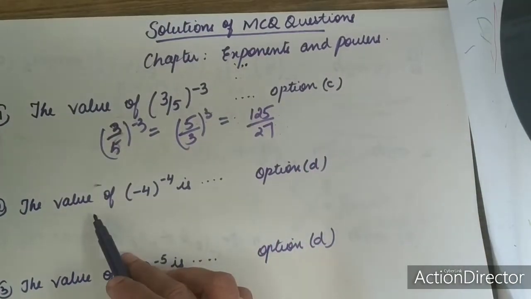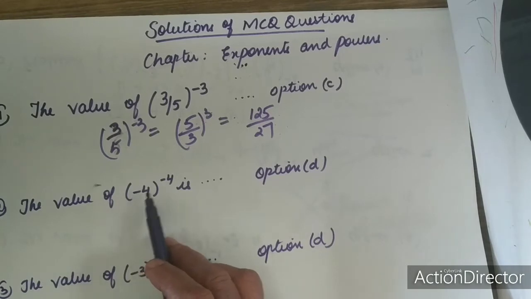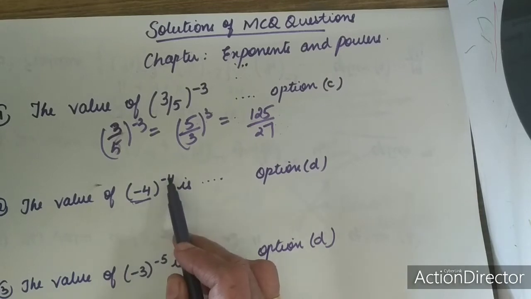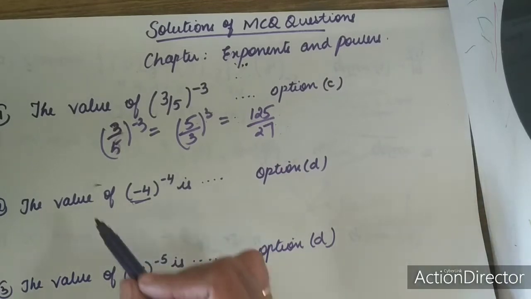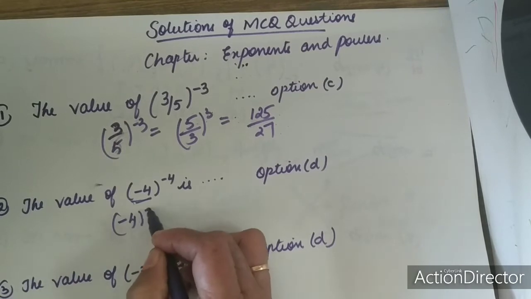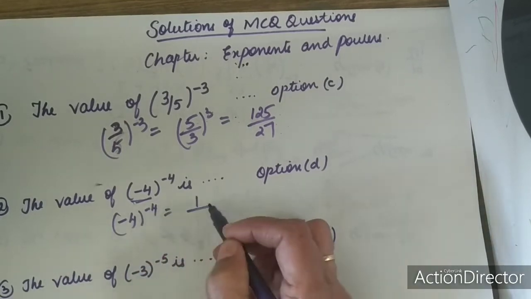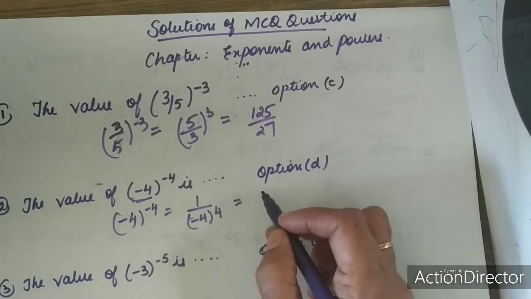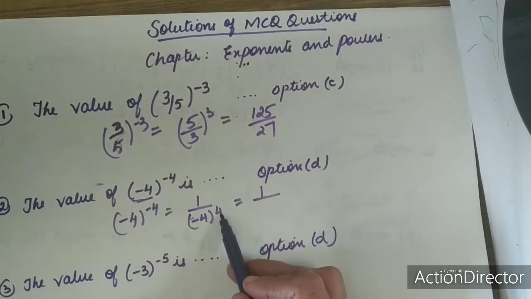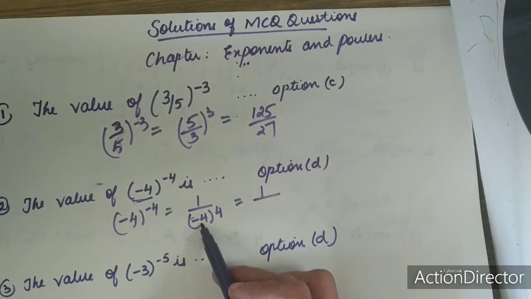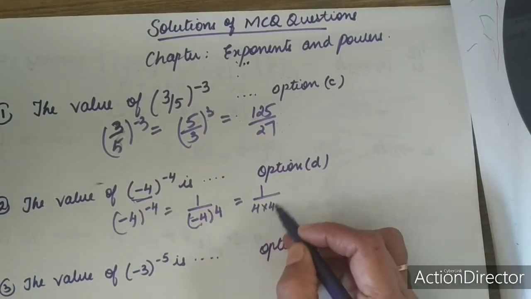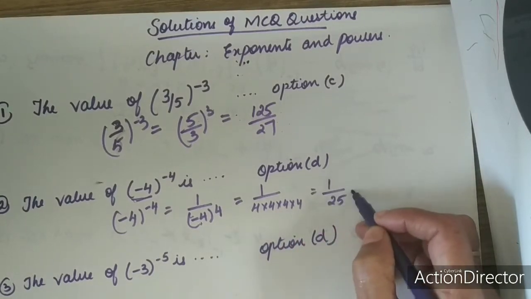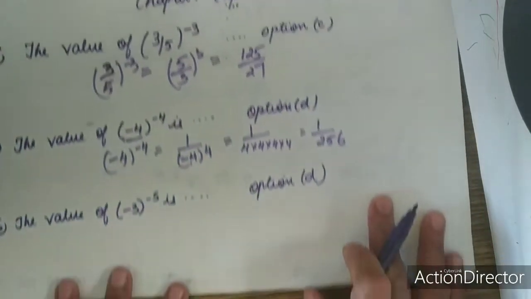Now moving on to the second question. The value of (minus 4) whole raised to the power of minus 4. So again, whenever there is a negative power you have to make it positive. So (minus 4) whole power minus 4 will be equal to 1 upon (minus 4) whole raised to the power of 4, which will be equal to 1 upon, since there is an even power, this minus 4 will become positive. So this will become 4 into 4 into 4 into 4, which is nothing but 1 upon 256. So option D is correct.